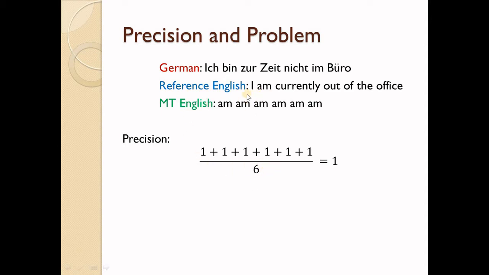Now, how many? Is this I present in the reference? Yes, 1. Plus this I is present in the reference English? Yes, 1. This I is present in the reference English? Yes, 1. So every I is represented in the reference English. So in this case we can see the precision became 1, which says that it is exactly equal. But as we can see, this is actually not equal, right?